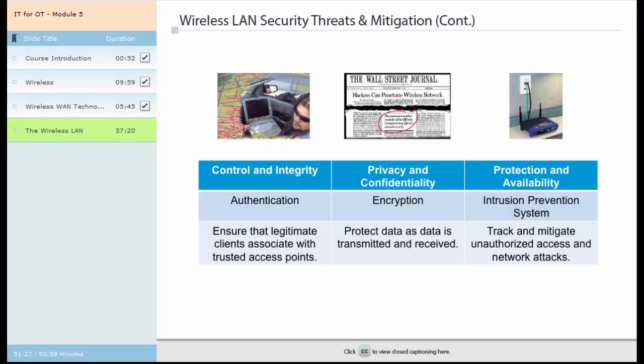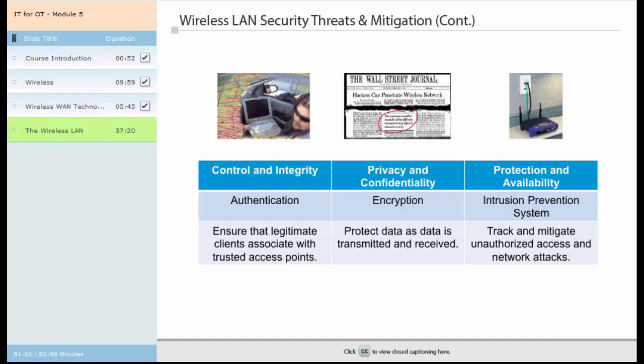The fundamental solution for wireless security is authentication and encryption to protect the wireless data transmission. These two wireless security solutions can be implemented in degrees. However, both apply to both small office, home office, and large enterprise wireless networks. Larger enterprise networks will need the additional security that an IPS monitor offers.